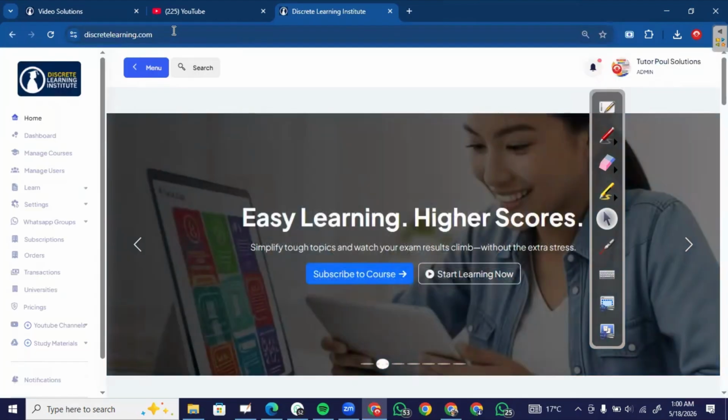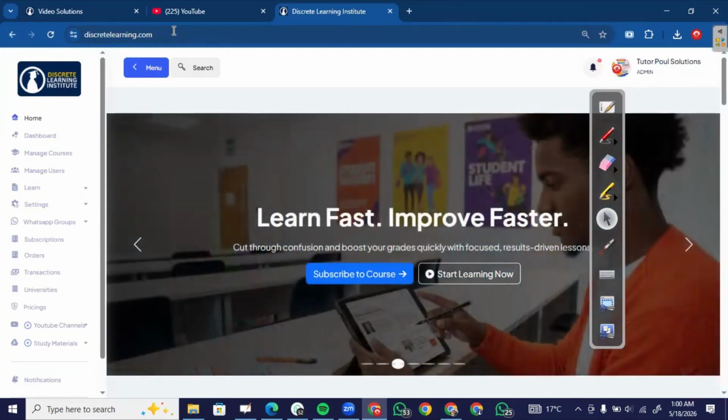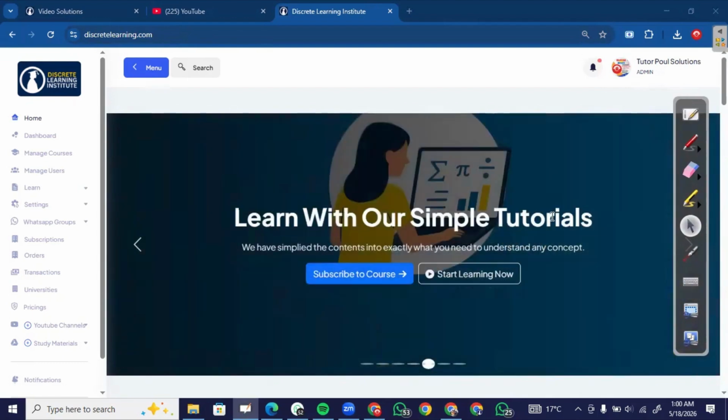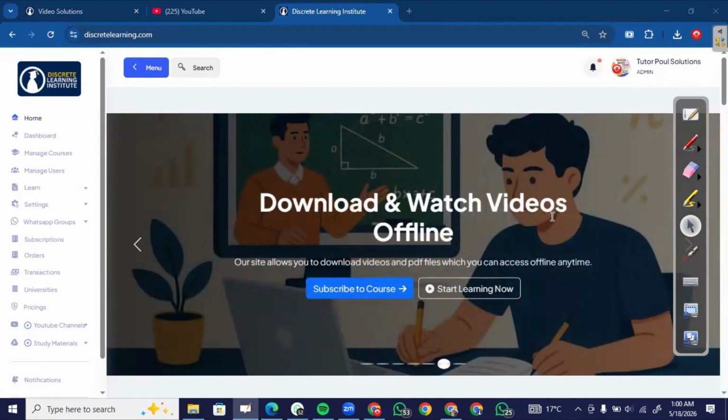If you don't have an account, it will ask you to create an account. So you put in your details, you choose your university, your email, password, and the like. Once you create the account, you can log in here, and you can use those same details to log in on the mobile app, where you can download videos and watch them offline.